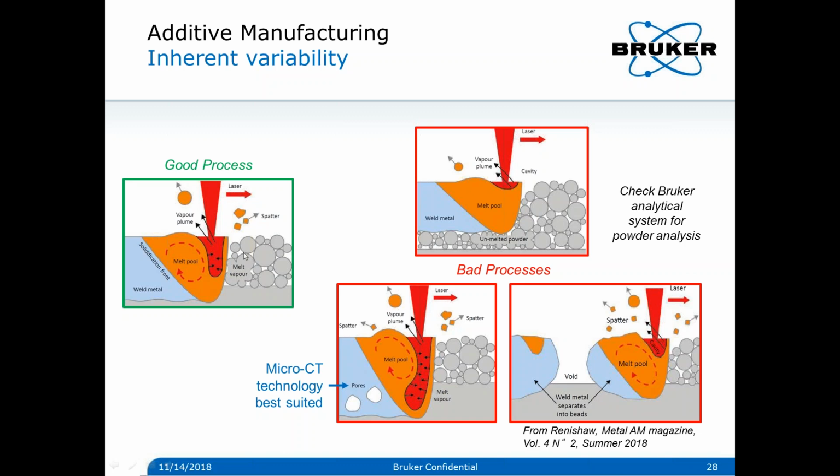So when we look at good processes or some kind of bad processes, optical profilers can look at how the process went, either looking from the top, like with the voids here, or looking from the side and looking at the layer to layer homogeneity.